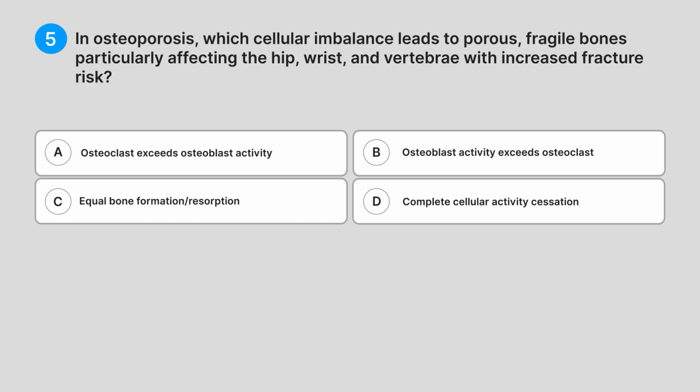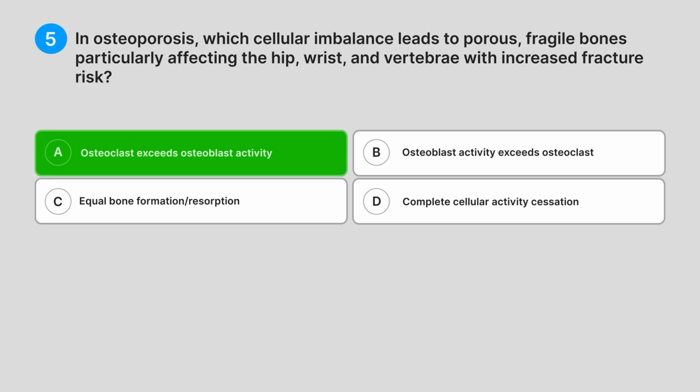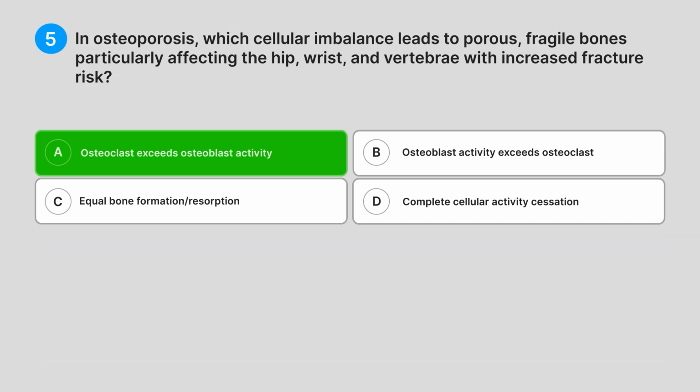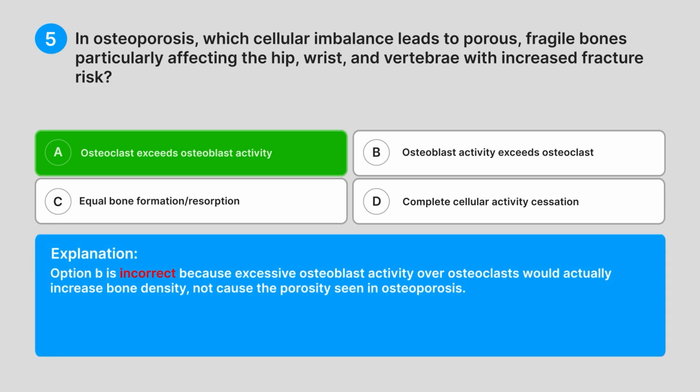Correct answer. A. Osteoclast exceeds osteoblast activity. Explanation. Option A is correct because osteoporosis occurs when osteoclastic bone resorption surpasses osteoblastic bone formation, creating porous bones, especially in trabecular bone areas. Option B is incorrect because excessive osteoblast activity over osteoclasts would actually increase bone density, not cause the porosity seen in osteoporosis.